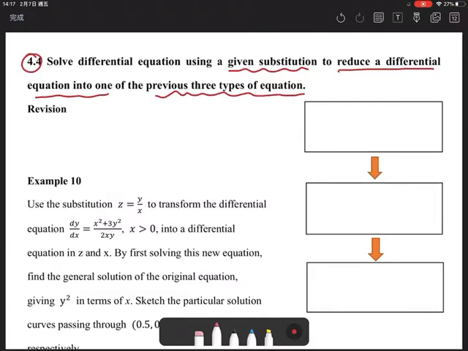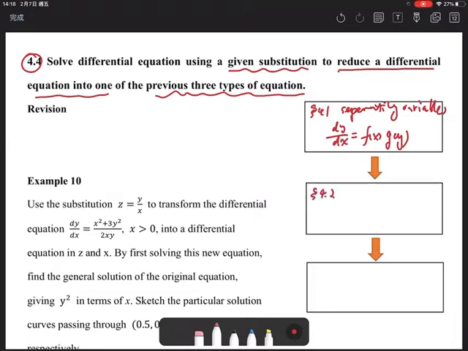Alright, so firstly, let's recall what we have learned in the previous three sections. Section 4.1 again: we learned the separating variables method. The pattern is dy by dx equals f(x) times g(y).